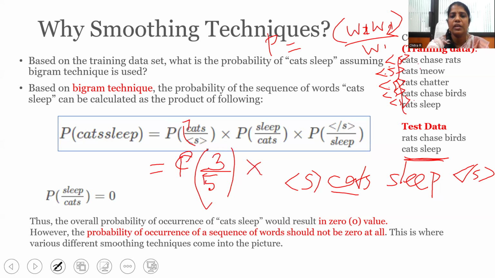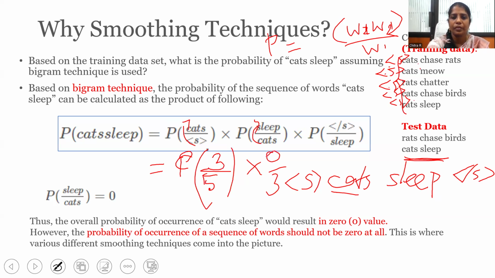Into probability of sleep given cats. If you find the probability of sleep given cats, first write the count of cats. What is the count of cats? 1, 2, and 3. 3 cats are there. We are going to take it from the training set. Then cat sleep. How many cat sleeps are there? Nothing is there in the training set.